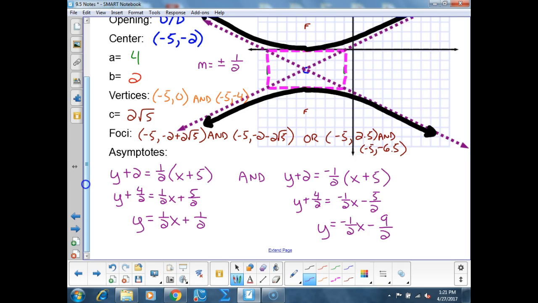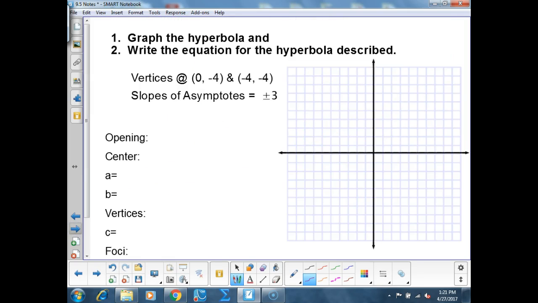Okay? Ready to try one on your own? Actually, no, tap the brakes. We just grabbed this one. Now we got to learn the last thing we got to learn from this section. Going in reverse. How to write the equation.